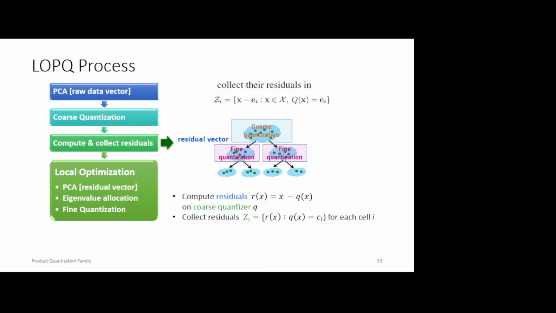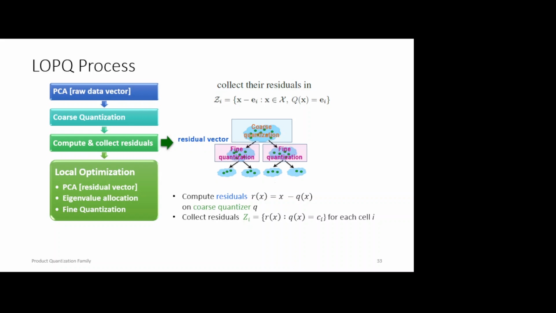For the third step, we will compute and collect the residuals. The calculation is like this, because in the previous step we already assigned each data to its corresponding cluster. The residual is computed like this: given the raw data, subtract its associated centroid, and the result is called a residual. So we just collect all the residuals in this cluster.